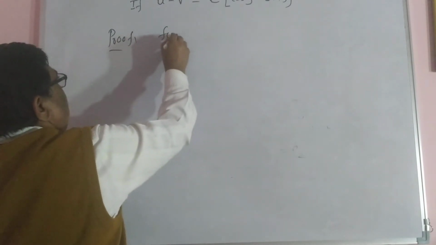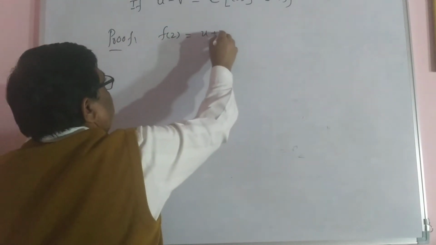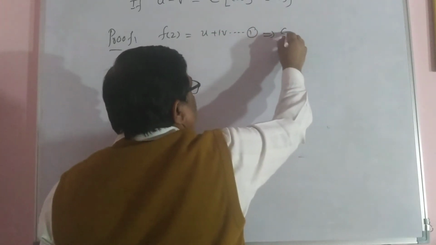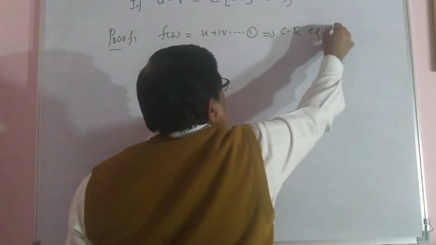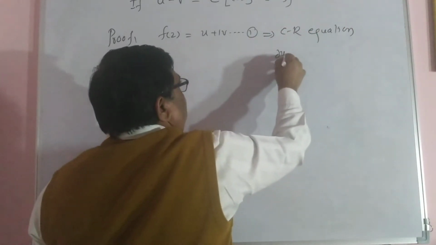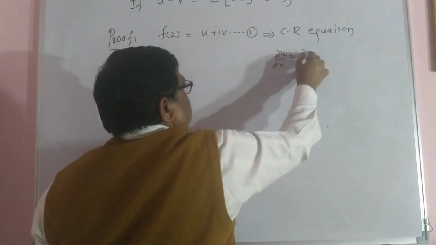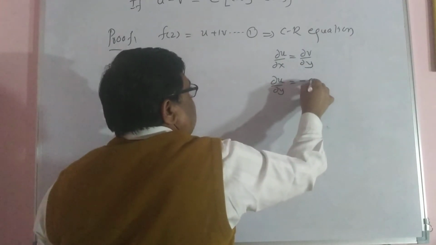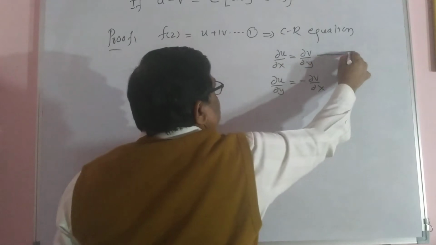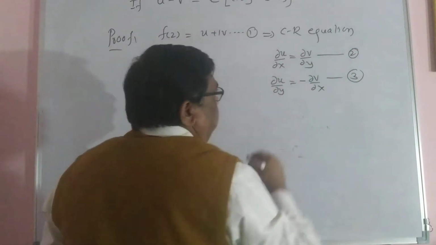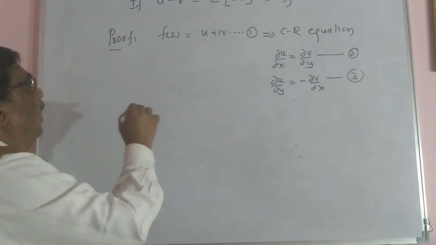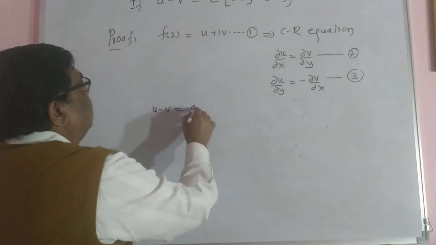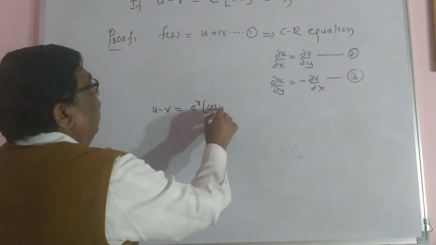So the proof of this is: f of z is equal to u plus iv. It is an analytic function. This implies by the CR equations, dou u by dou x is equal to dou v by dou y, and dou u by dou y is equal to minus dou v by dou x. So this is equation number 2 and this is equation number 3. Now u minus v is given. u minus v is equal to e raised to x into bracket cos y minus sin y.